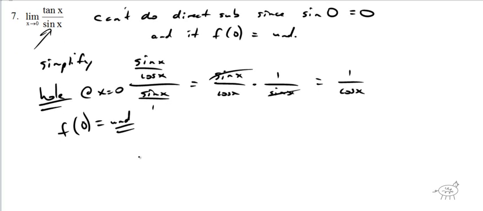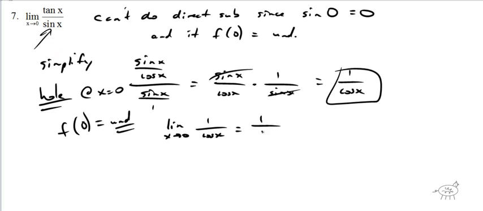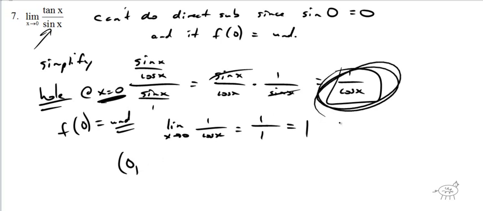But if I do the limit as x approaches 0, again, I don't care about the hole, but this is my new function. So it's really limit as x approaches 0 of 1 over cosine of x. Well, I can plug it in now, because what's cosine of 0? It's 1. Sweet! So my limit is equal to 1. All right? So I truly have a hole here at the coordinate 0 comma 1. Okay? But my limit is equal to 1.